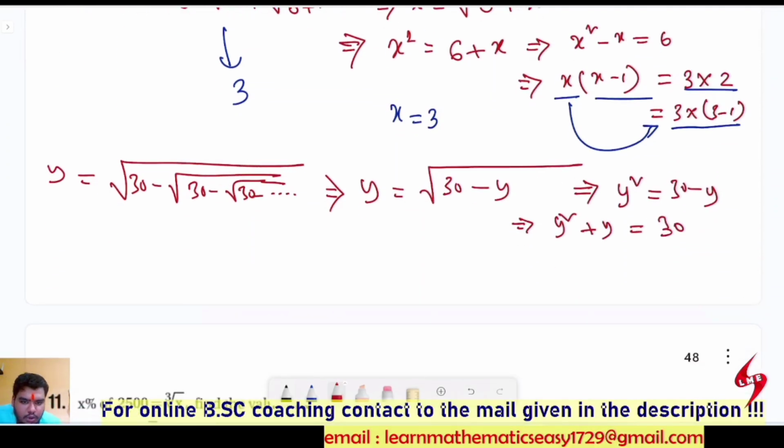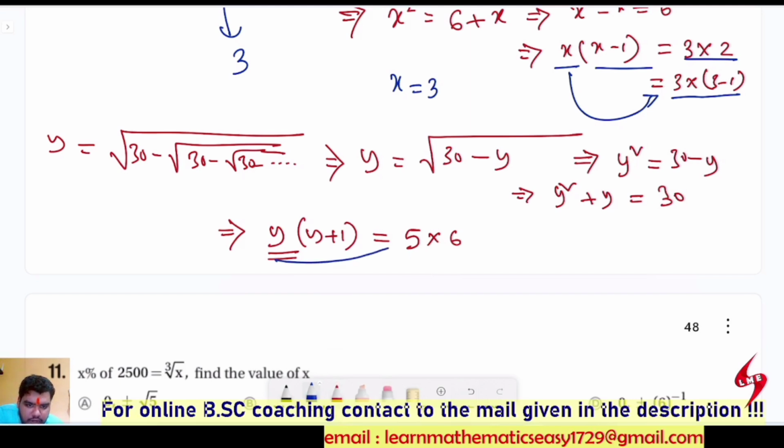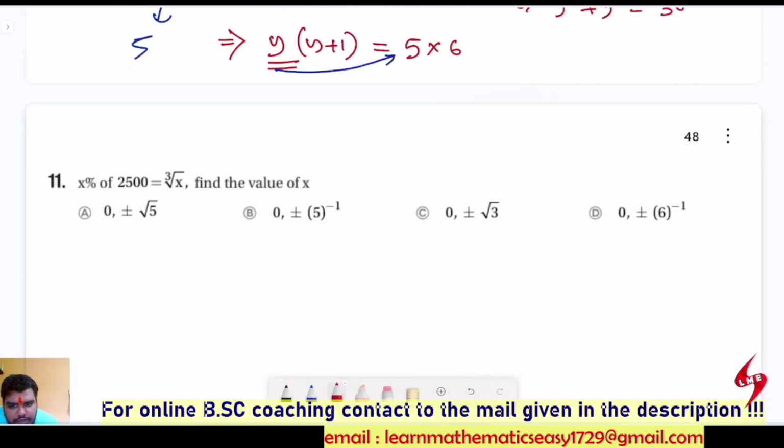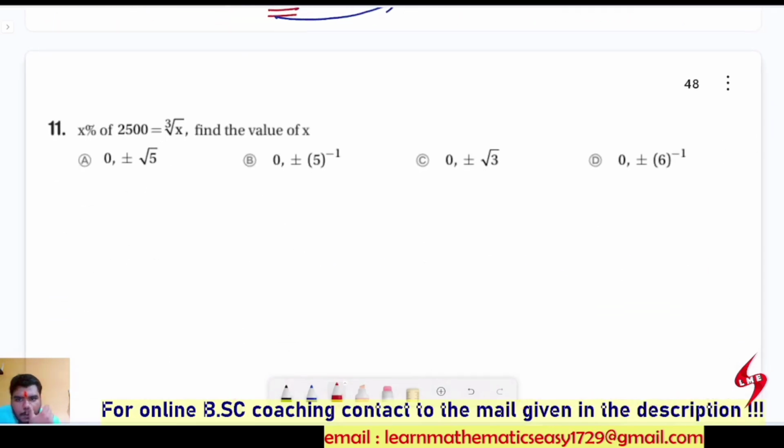So if I take y common, this becomes y into y plus 1, that is 5 into 6. Value of y is 5 here actually. So this becomes my 5. So this value is 3 and this value is 5. Answer is 3 by 5. See. Next, this one.